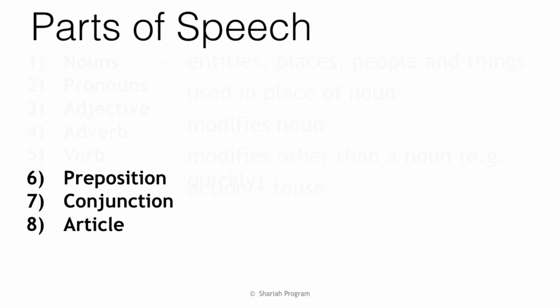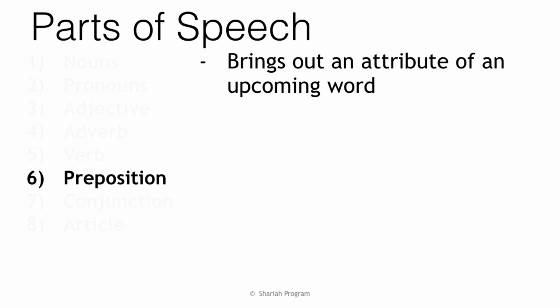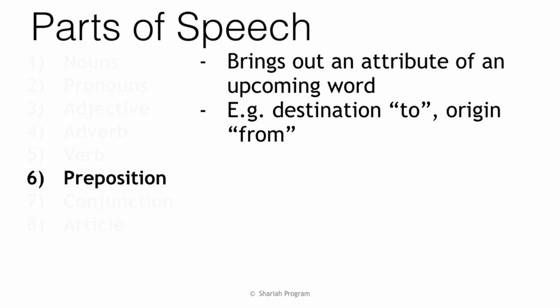So we have our 3 parts of speech. Prepositions. What is a preposition? A preposition is a part of speech in English that brings out an attribute of an upcoming word, such as the word from, or the word to. So to indicates destination, and from indicates origin. So when you line up the word from with an upcoming word, you say something like, I traveled from Basra to Kufa. Basra is the name of a city, and Kufa is the name of another city.